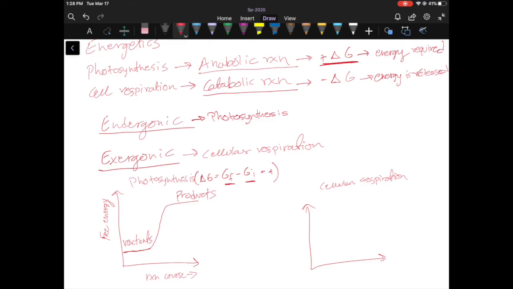All right, and so for cellular respiration, it's going to be the opposite. So we're going to start off with the reactants having a higher free energy, and then our products moving to a lower free energy.